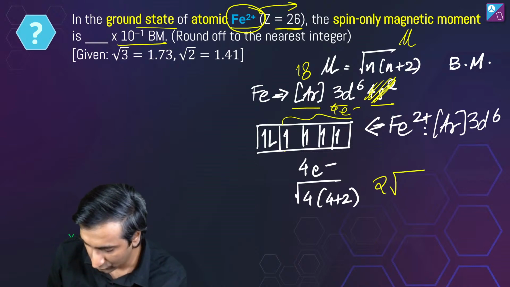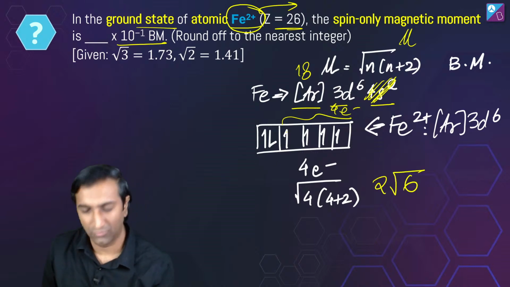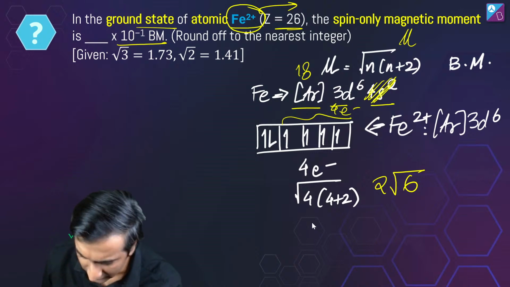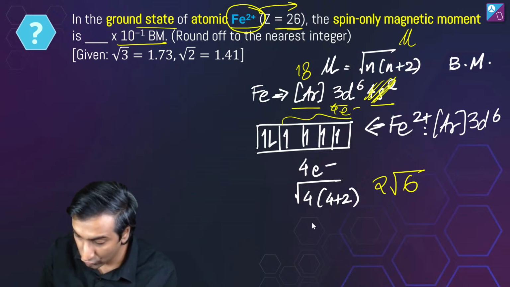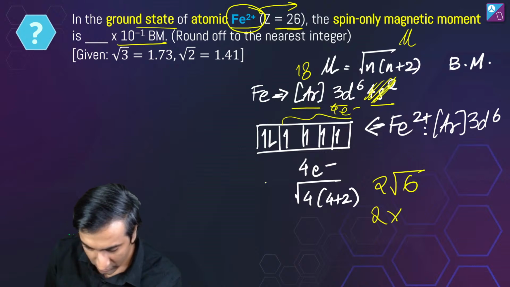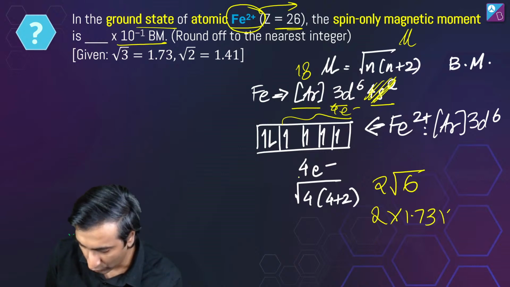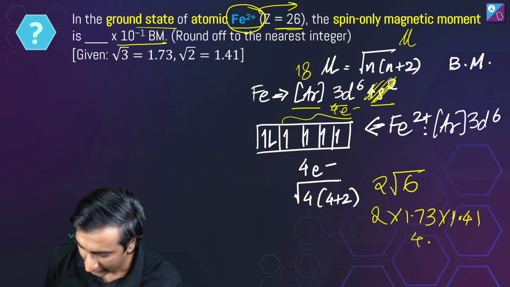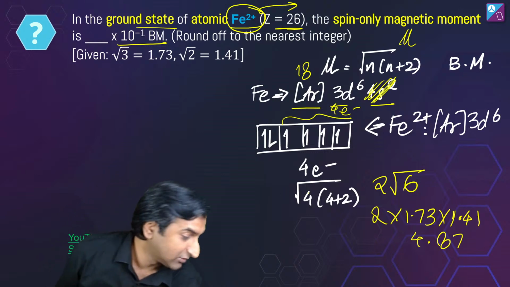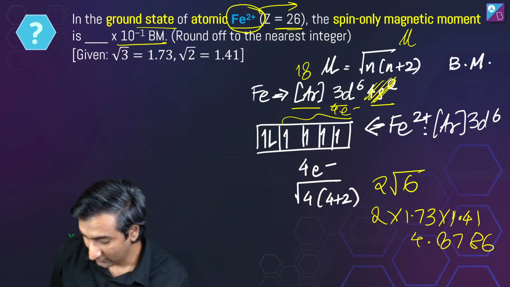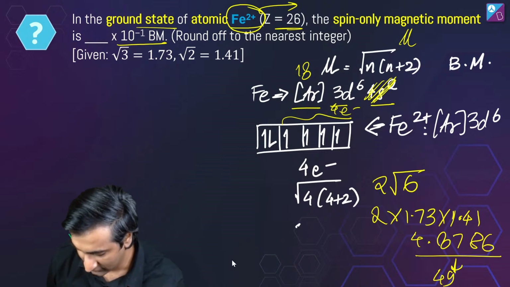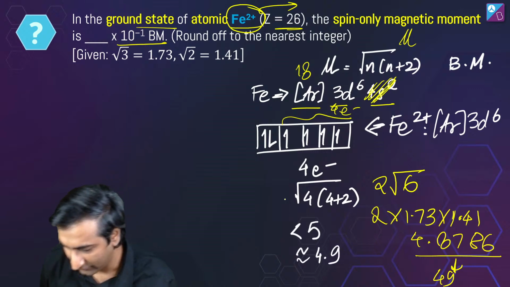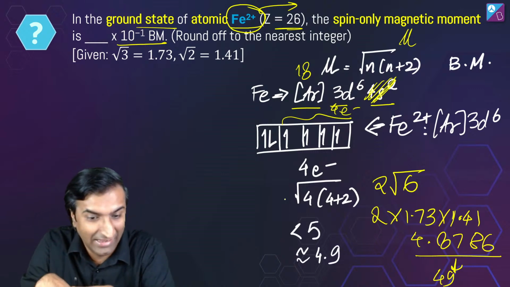Okay, specifically if you do this properly, 6 into 4 kitna hota hai? 24 na. 4 into 6 is 24. Take 2 out, you get 2 root 6. Now 2 root 6 kya hoga? 2 into 1.73 into 1.41. Now this is a nasty calculation, right? But I use a calculator because I'm shameless. You guys are going to have to actually sit and solve this, right? You get this weird number, which means you get 49 is the answer, right? Little less than 5, 49 is the right answer.